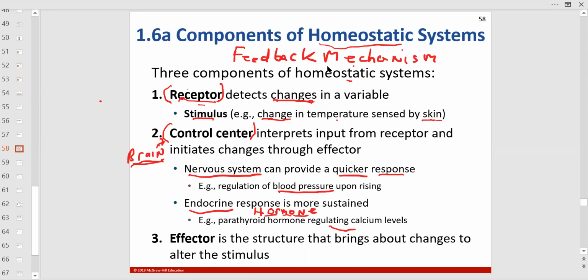So first you have a stimulus, which is just the change. Then you have the receptor that senses the change and sends a signal, an input, to the control center, which most of the time is part of the brain. You're going to hear places like one of my favorite homeostatic parts of the brain. Listen up for this one. My favorite homeostatic part of the brain is the hypothalamus.